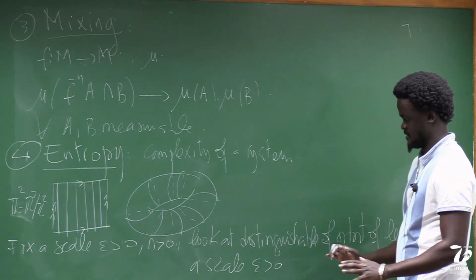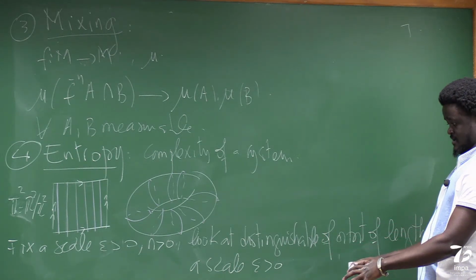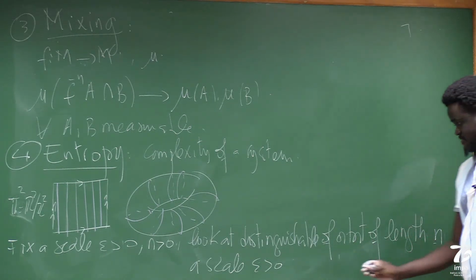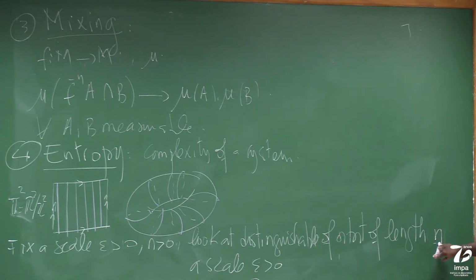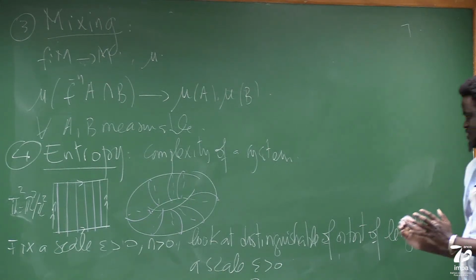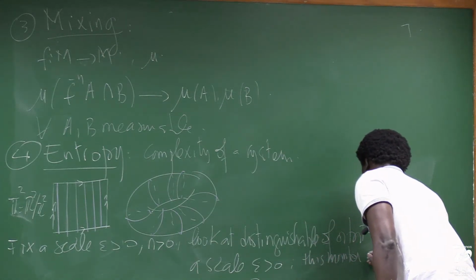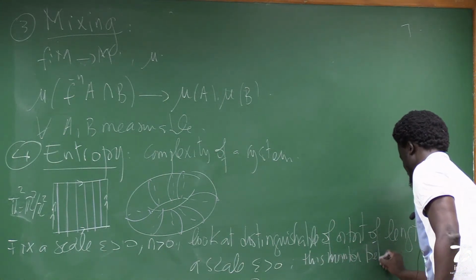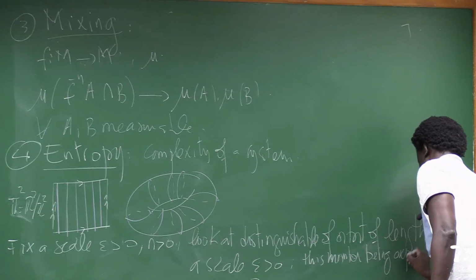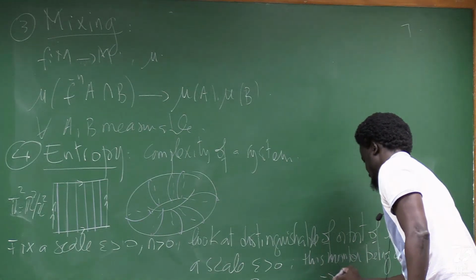So if I look at the number of distinguishable orbits of length n at scale epsilon, if epsilon is small and this number is exponential in n, then I say that my system has positive entropy. This is not a very precise definition. We will get to the precise definition maybe in 2 months. Being exponential in n implies positive entropy.